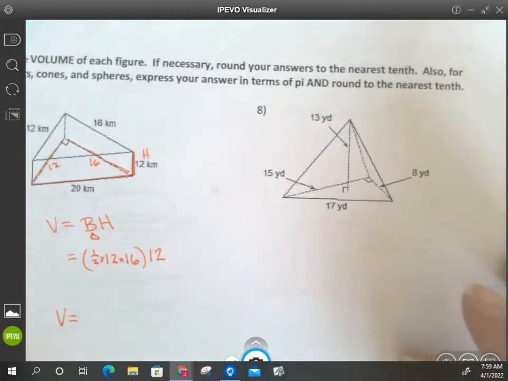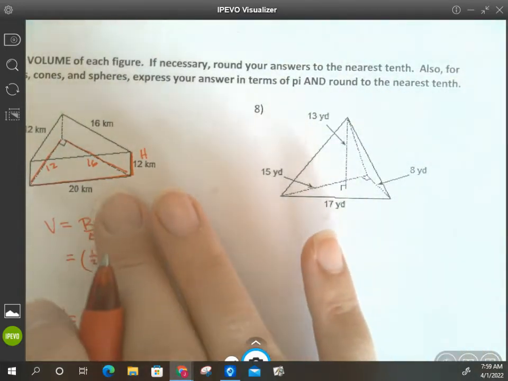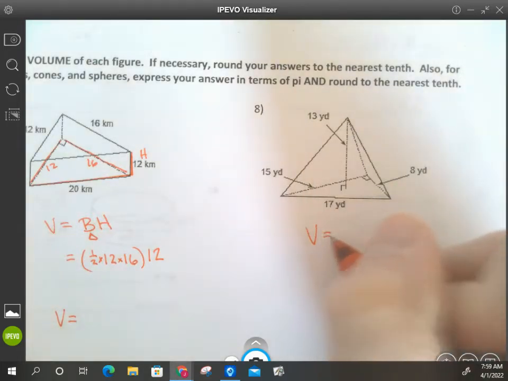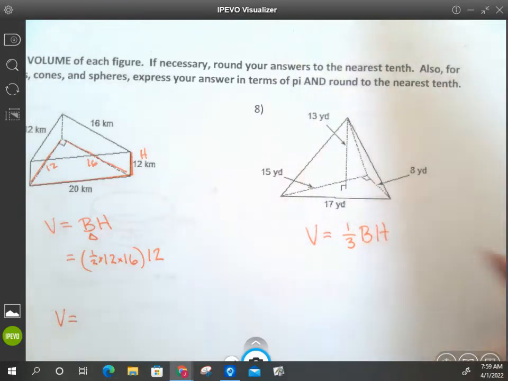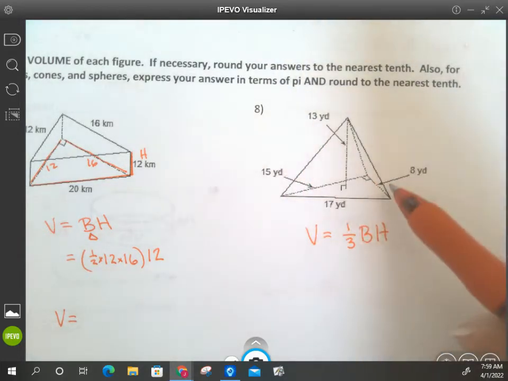Okay, now this is a pyramid. The big difference between a pyramid and a prism is that you get a third of the volume. So the volume of a pyramid is 1/3 the base times height. So we're essentially doing the same thing. We're really finding the volume if we box this in and then taking a third of it. That's how much it would fill up.